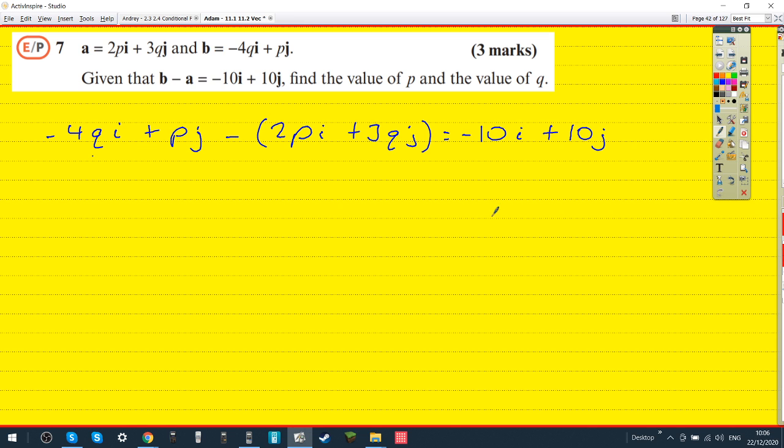How would you go about it? Could you expand the bracket first? Yeah, what would you get? So would you expand it by -1? Yeah, very good. Which would give you -2pi and then -3qj. That's it.